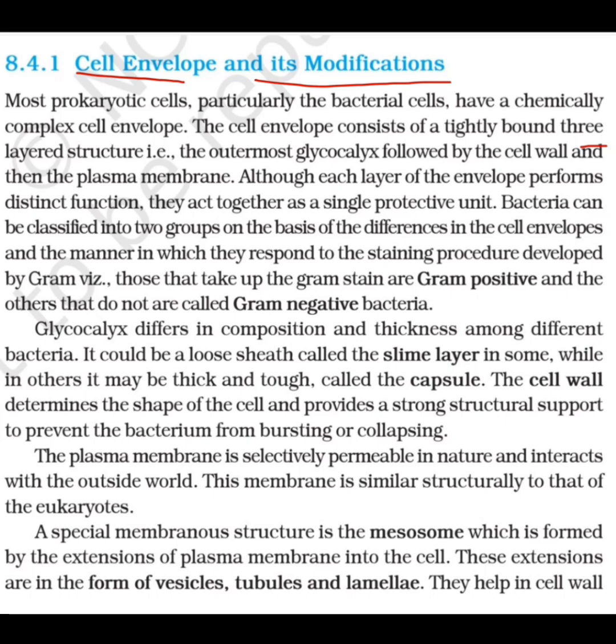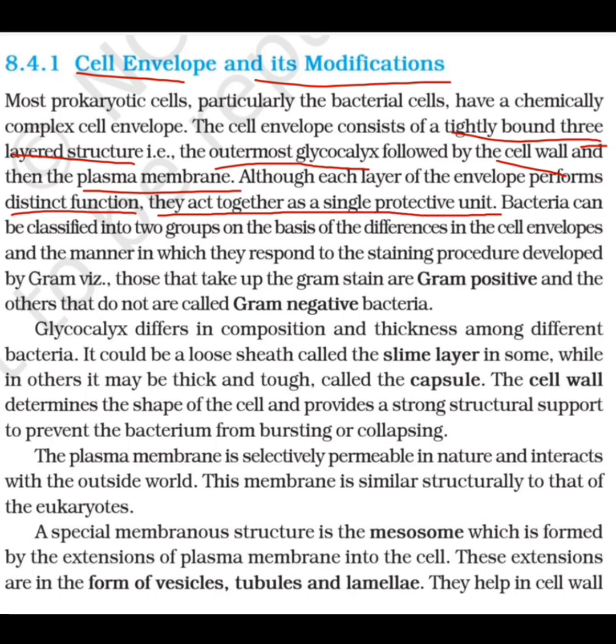Most of the prokaryotic cells, particularly the bacterial cells, have a chemically complex cell envelope. The cell envelope consists of a tightly bound three-layered structure. They are the outermost glycocalyx, followed by the cell wall and then the plasma membrane. Although each layer of the envelope performs a distinct function, they act together as a single protective unit.